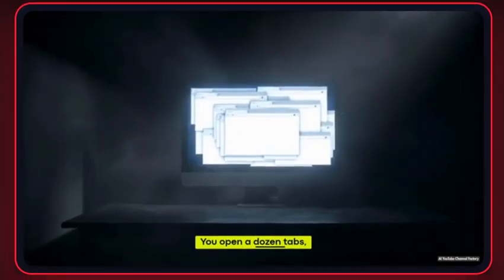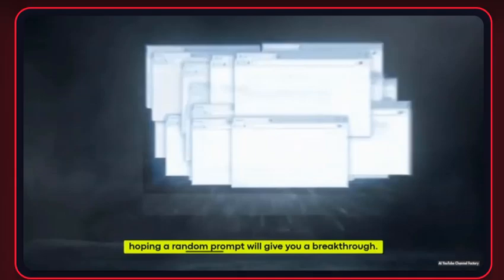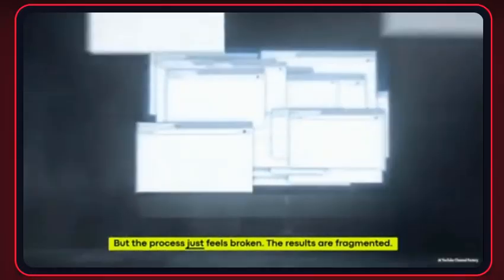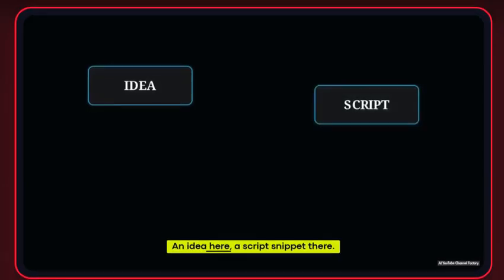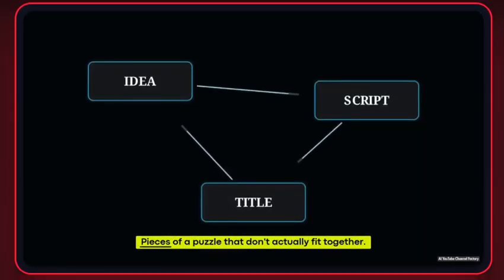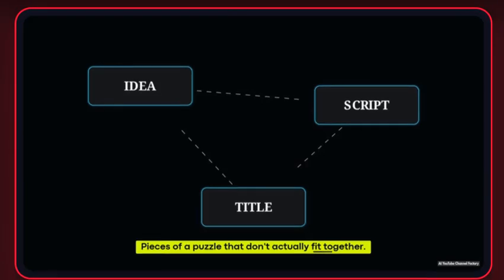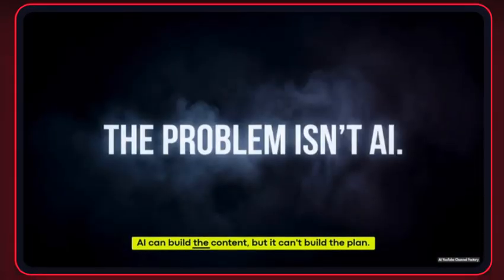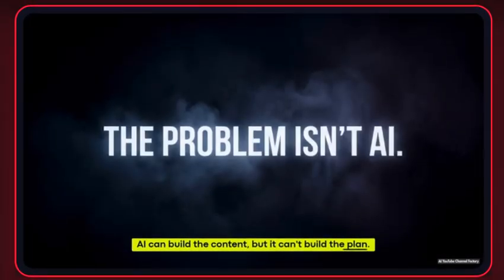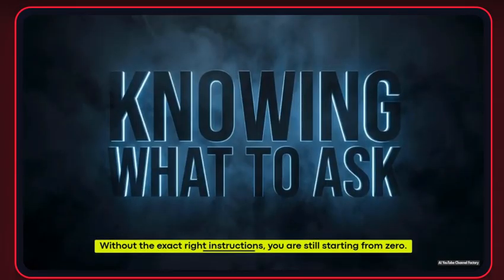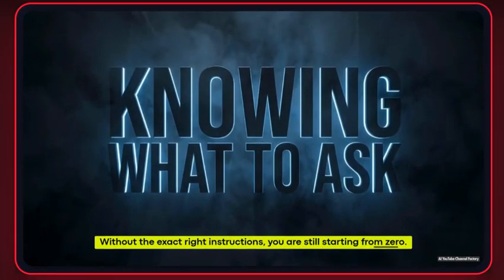You open a dozen tabs, hoping a random prompt will give you a breakthrough, but the process just feels broken. The results are fragmented. An idea here, a script snippet there, pieces of a puzzle that don't actually fit together. AI can build the content, but it can't build the plan. Without the exact right instructions, you are still starting from zero.